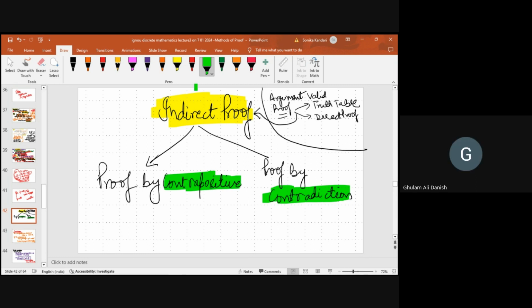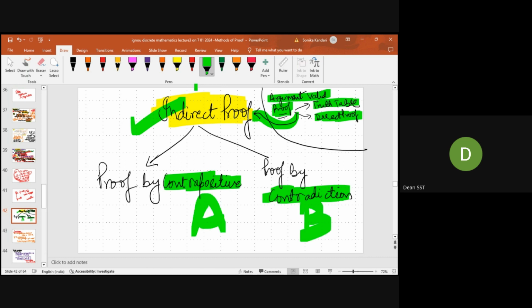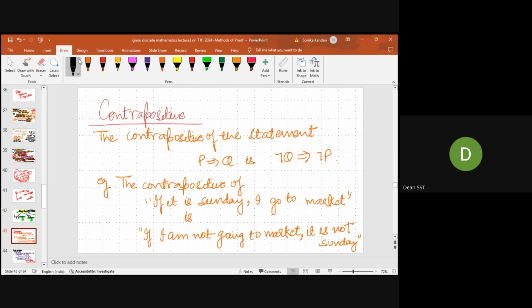We have started with the valid arguments. Then thereafter, we started with the proof. We have used truth table, direct proof, and now we are on to indirect proof. Under indirect proof, we have contrapositive and contradiction, and we will use these methods. Contrapositive.